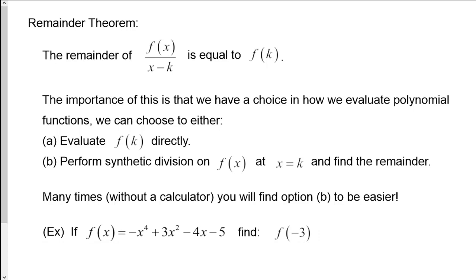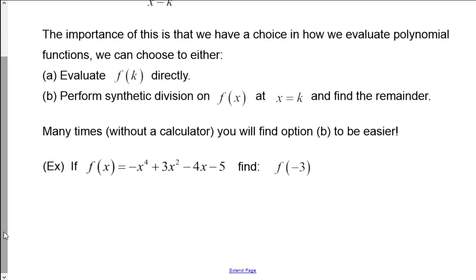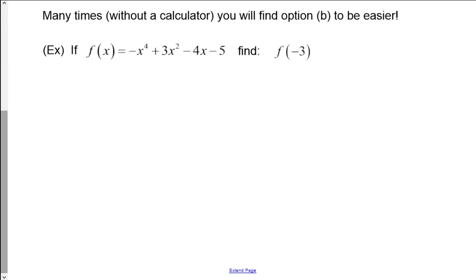So let's try it out. If f of x is negative x to the fourth plus 3x squared minus 4x minus 5, let's find f of negative 3. So I'm just going to perform synthetic division using the value negative 3 on the coefficients of this polynomial, which would be negative 1, and then since there's no cubed term, I need to put in a 0 for that. Then 3, negative 4, and negative 5.